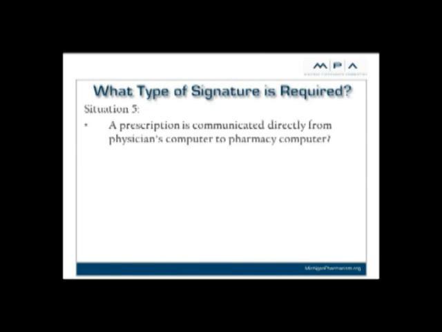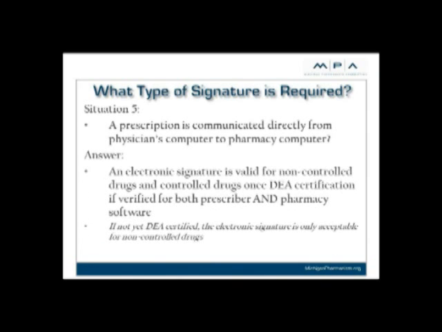Okay, let's look at the 5th situation here. A prescription is communicated directly from the physician's computer to the pharmacy's computer. And again, we talked about the definition in the Michigan Public Health Code. Electronic prescriptions are valid from the physician's computer to the pharmacy computer. So in this case scenario, an electronic signature is valid for a non-controlled drug, and it would be valid again for a controlled drug once your system has been DEA certified and the prescriber's software has been DEA certified.